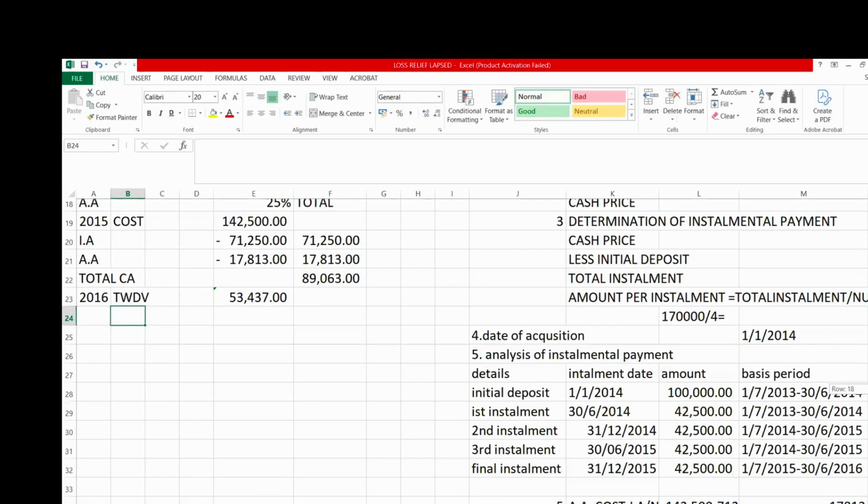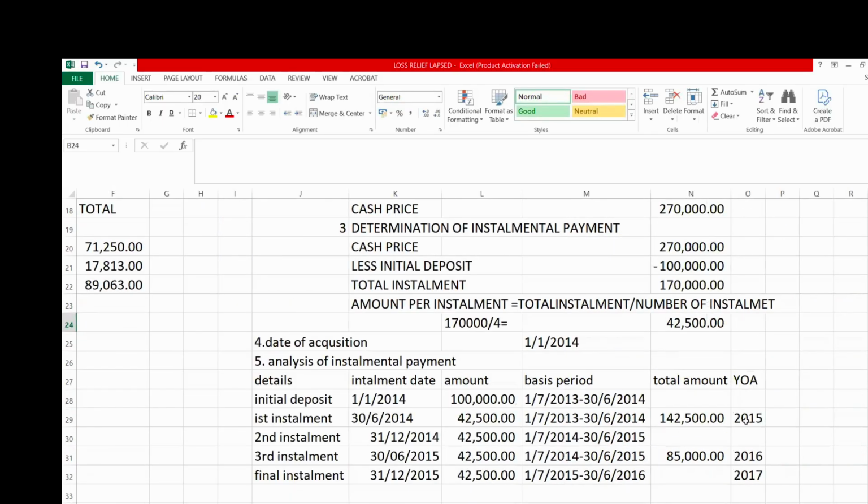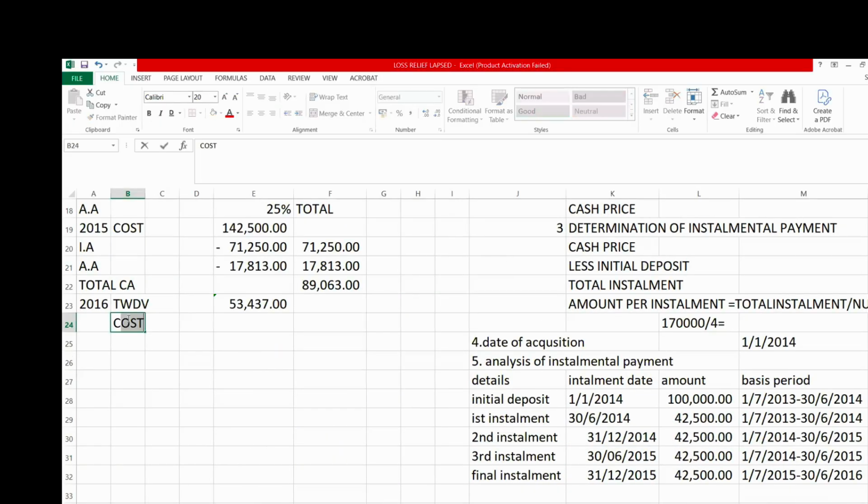In the 2016 year of assessment, from our computation, we also allocated another amount of how much? 85,000. So that new amount will be brought in as a cost, 85,000. For that new asset, it is going to be available for initial allowance, which will only be on this 85,000 naira. So 50% of 85,000 naira, that is 85,000 times 50%, will give us what?